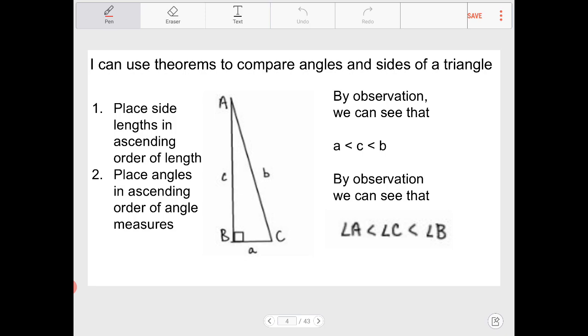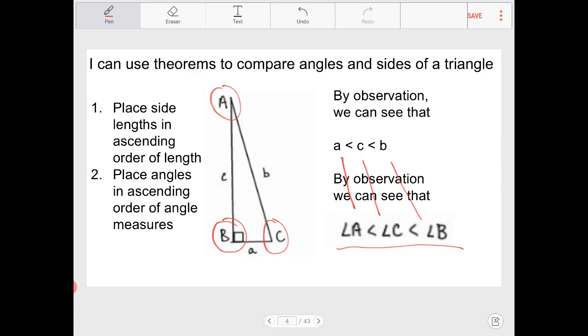And then placing the angles in ascending order in the same manner, angle B here should be the largest because that is a 90-degree angle. And just based on observation, it looks like angle A is smaller than angle C. So again, the order should be A, C, then B. Notice how these things here correspond with one another, and we're going to get to this in a moment.